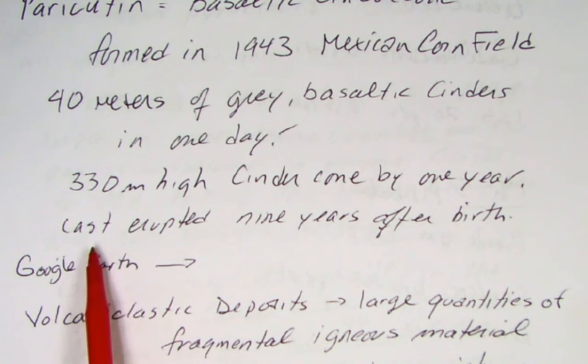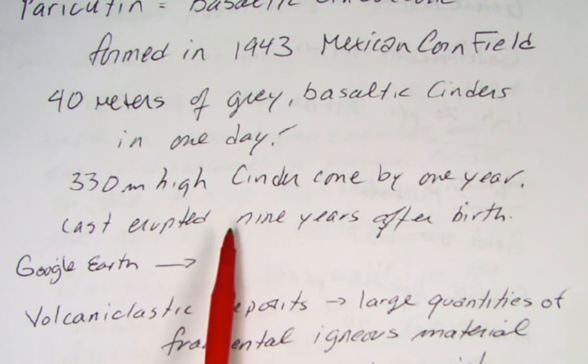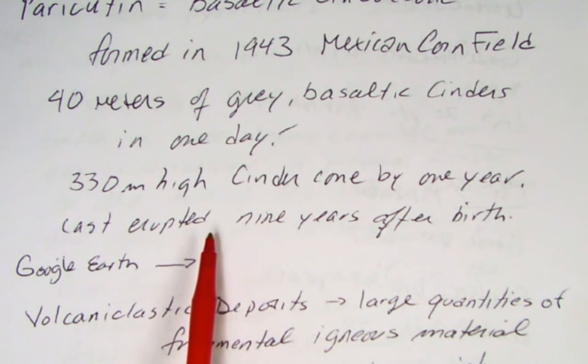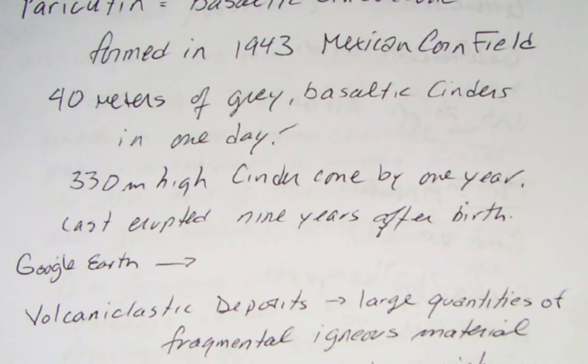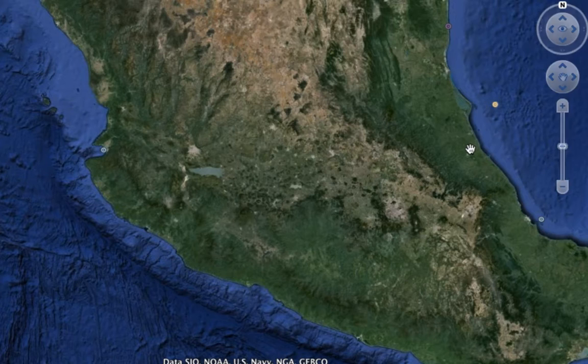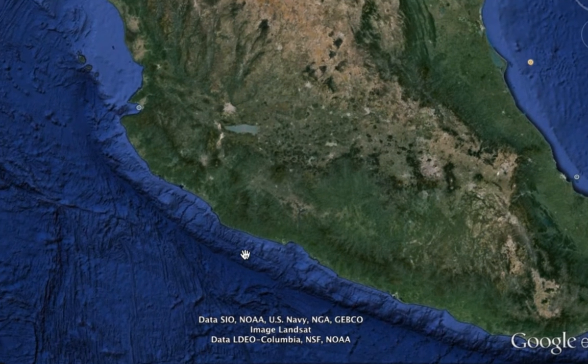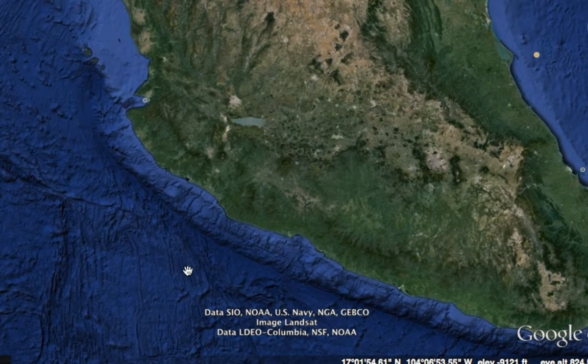And then it lasted for about 9 years, right? And that's what happens to these little cinder cone volcanoes, is that they're kind of short-lived. In fact, we'll look at the Google Earth here. We're going to look at Paricutin here, and note that in Mexico, the tectonic setting here is that we have this trench here called the Middle America Trench, where this Cocos Plate is subducting under North America, under Mexico here.